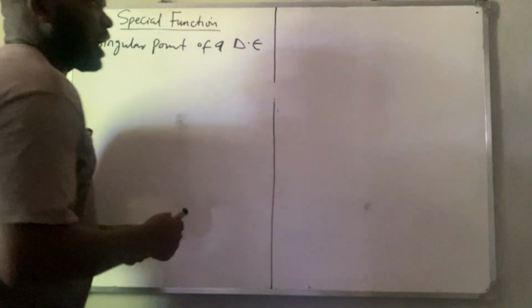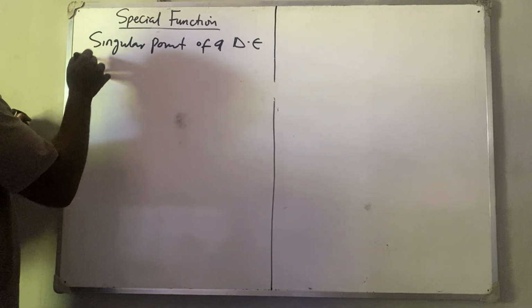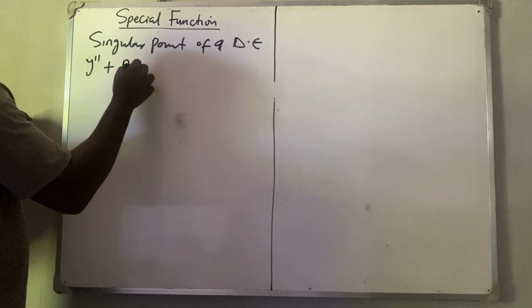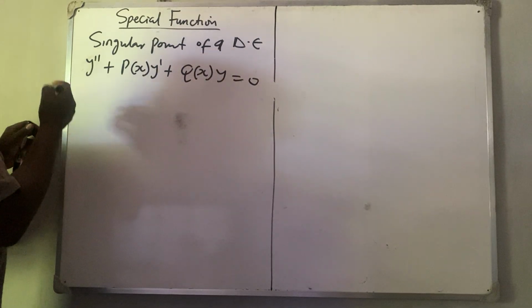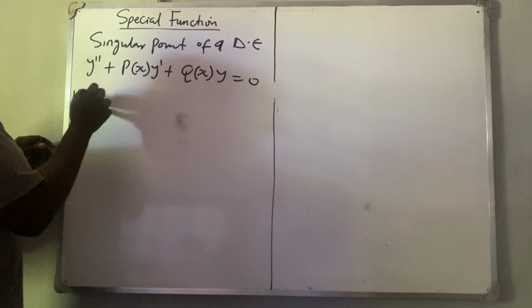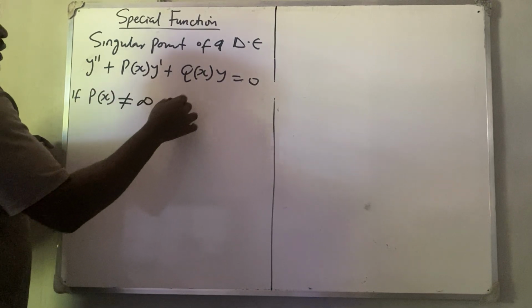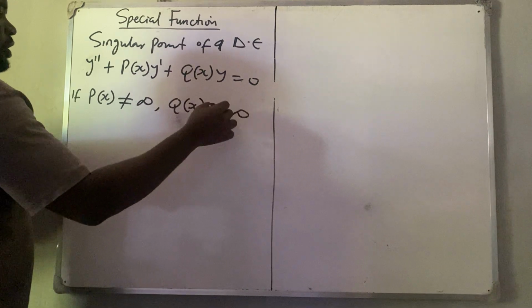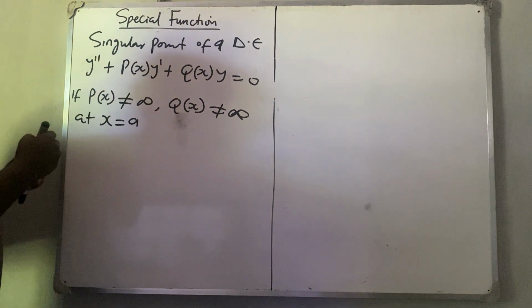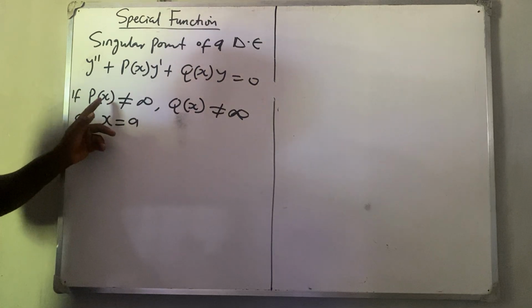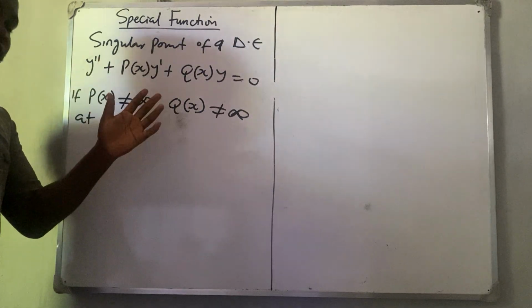To recap, if we have the equation y double prime plus p of x y prime plus q of x y is equal to 0, I told you that if p of x is not equal to infinity and q of x is not equal to infinity at a particular point, say x equal to a, that means that they are analytic. You can visit the video to understand it better.